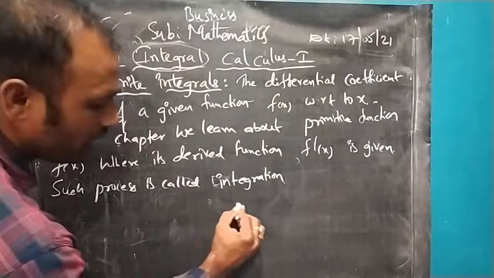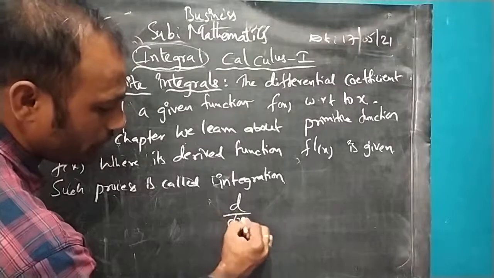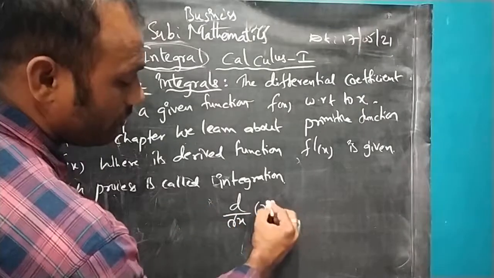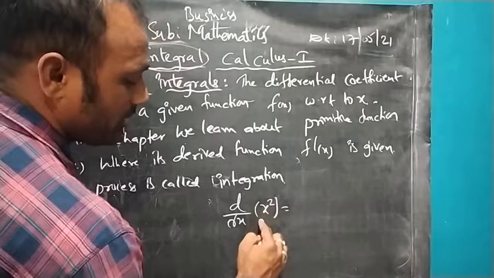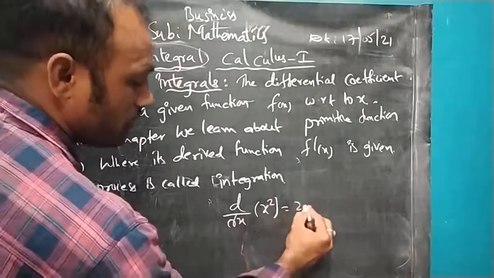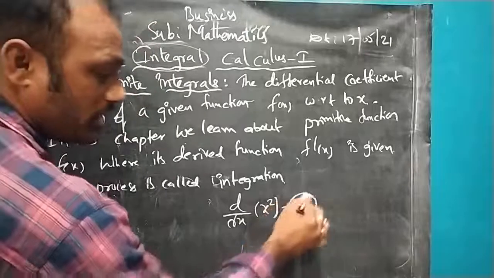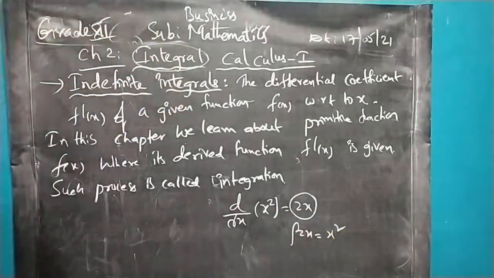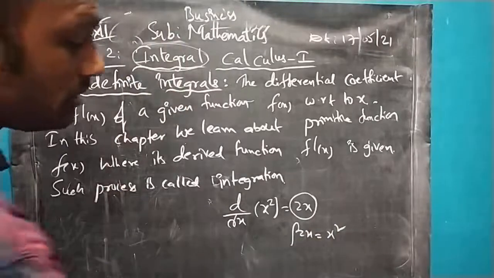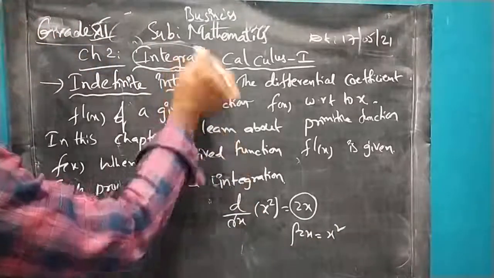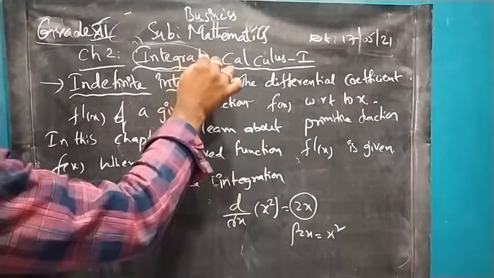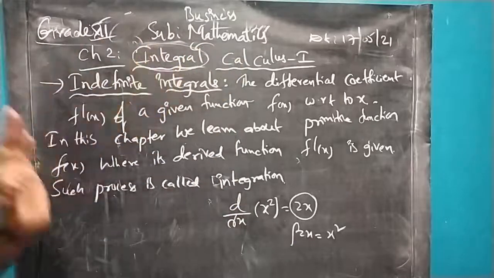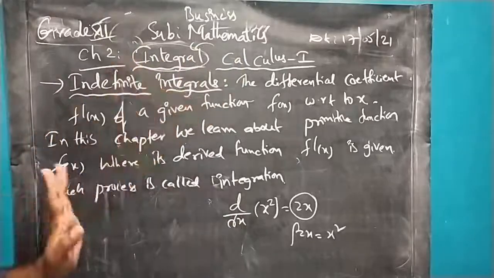For example, if I ask what the derivative of x square is, it is 2x. Means if I do integration of 2x, what will be the answer? x square. So we can say that the reverse process of differentiation is called integration, or else we can call it anti-differentiation. That is the name of integral calculus.